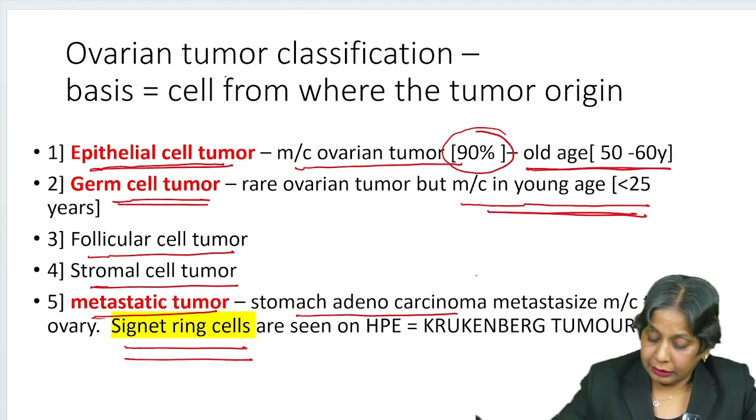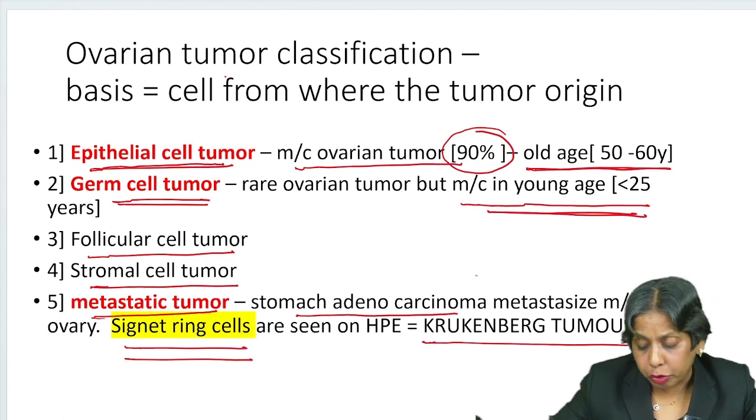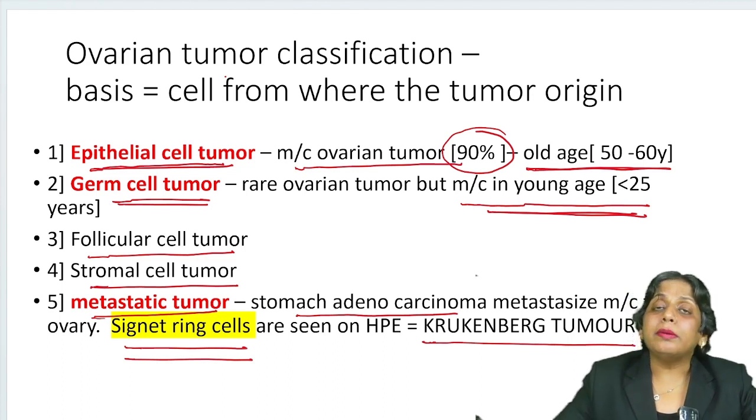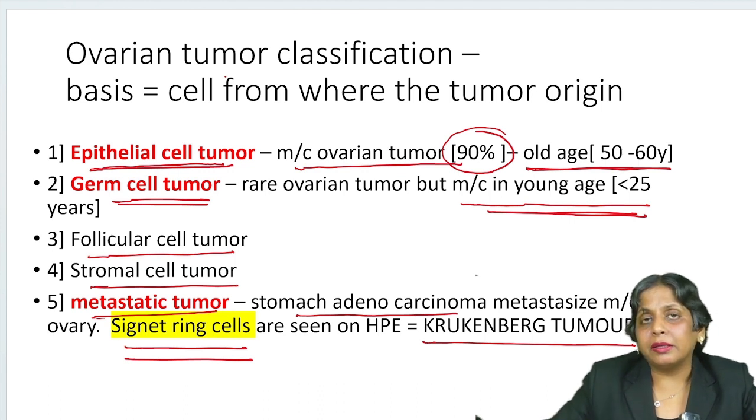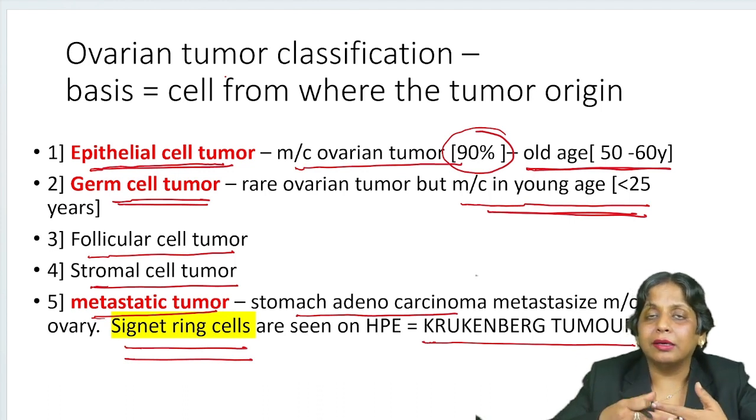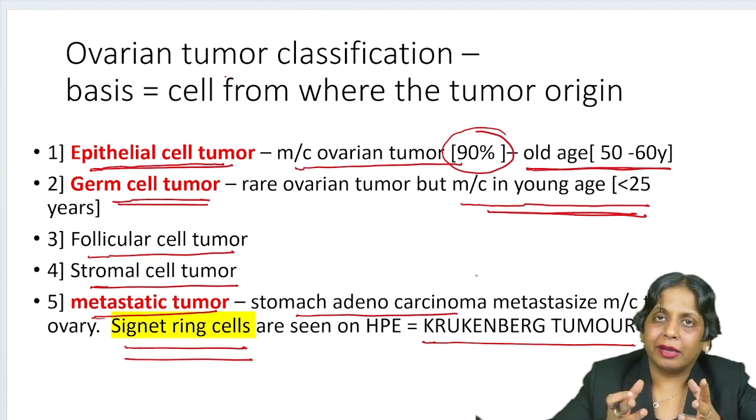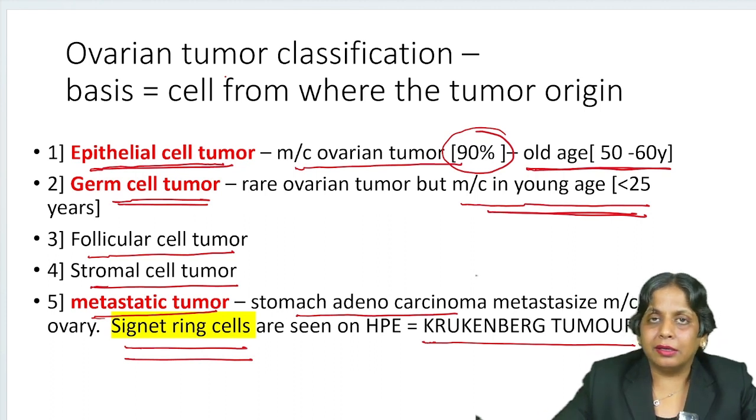This type of secondary tumor in the ovary is known as Krukenberg tumor. So basically you can learn this fact like this: if you see a ring on the girl's hand, it means that the girl is not a primary girl, it's a secondary girl.